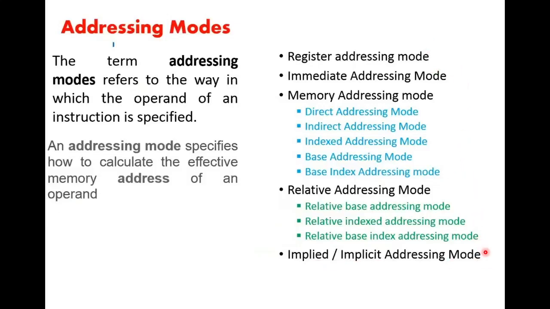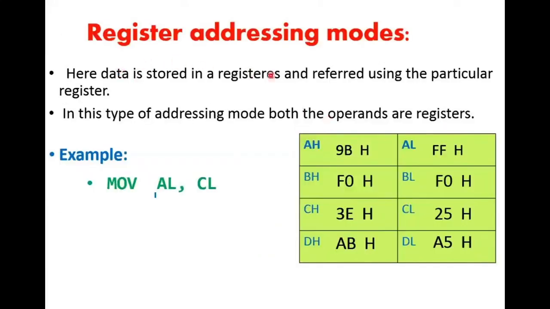From the name only you can understand which type of addressing mode it is. One by one we will discuss all these addressing modes. First one, register addressing mode. From the name I can understand I am going to specify my operands with register names. See here, this is the destination operand, this is the source operand. Both operands are specified with registers.